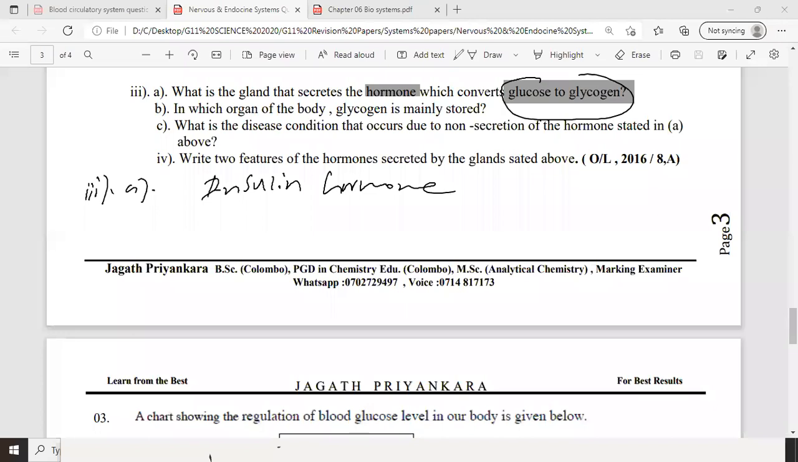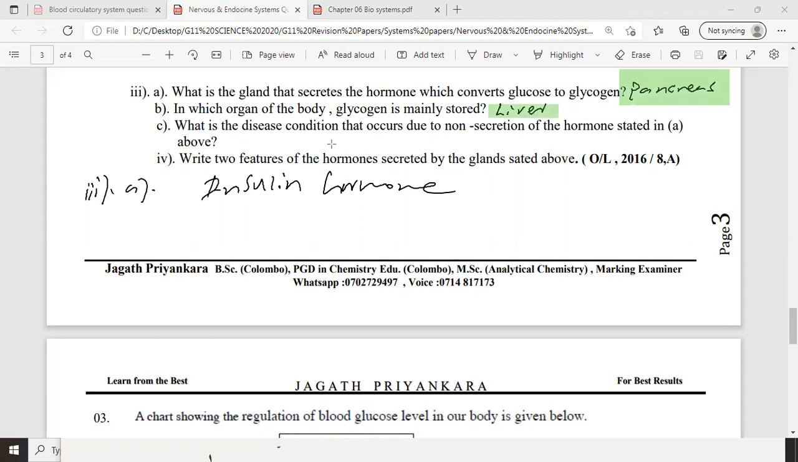Right. Let's move on. What is the answer? In which organ in the body is glycogen mainly stored? That is in the liver. Glycogen is mainly stored in the liver. Right. Previous one, pancreas. I'll write the answer in front of each sentence. So for this one you have to write pancreas. This one, liver. See whether you have the correct answer. Your pancreas, your liver only.